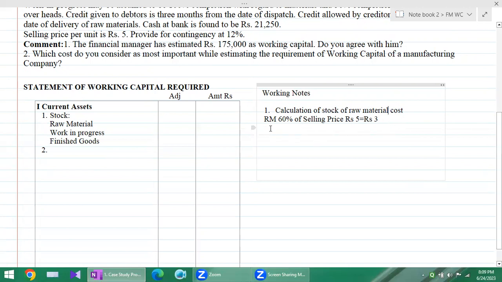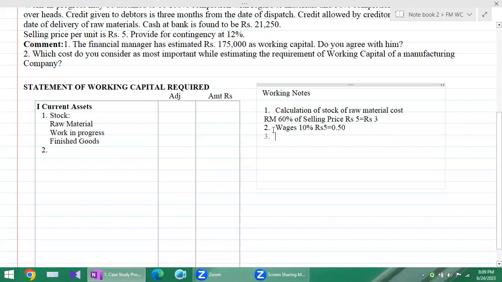Second one, I'll move on to the second. Number 2, what I'm going to calculate here is wages. Wages are also given in the problem as 10% of rupees 5, which is equal to 0.50, 50 paisa. I can write 0.5 also.